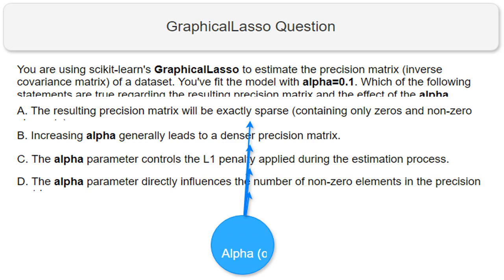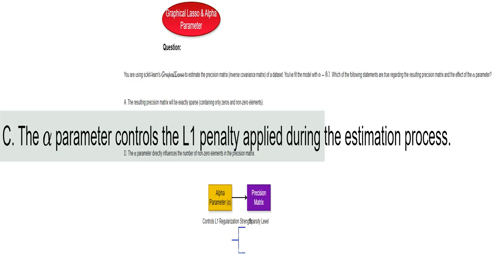This question focuses on understanding how the alpha parameter in Sklearn's GraphicalLasso algorithm affects the sparsity of the estimated precision matrix, which is the inverse of the covariance matrix. I see alpha as a tuning knob. It controls how strongly we apply L1 regularization, a technique that encourages sparsity in our model by shrinking some of the parameters towards 0. Think of it like a volume control. Higher alpha means stronger regularization.